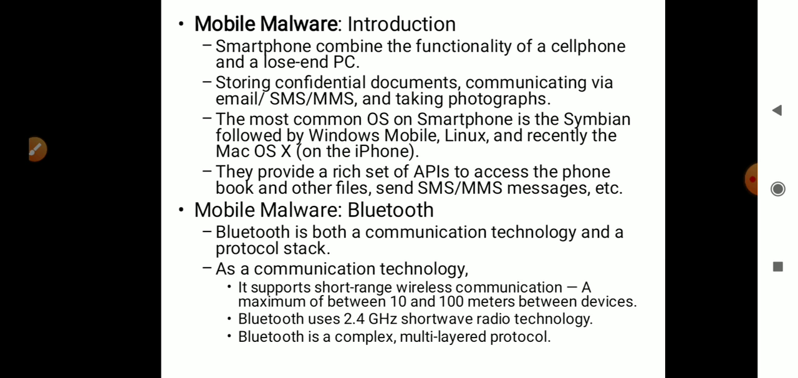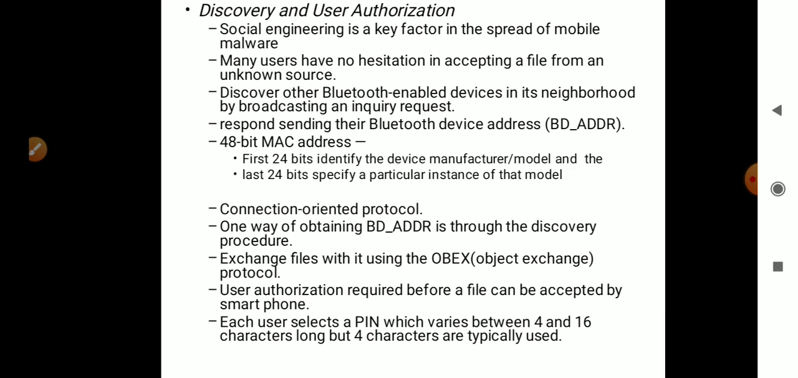Now, how does a mobile get infected, or how does malware enter the mobile? It is through a technology called Bluetooth, which every mobile has. Bluetooth is a communication technology and also a protocol stack, which supports short-range wireless communication of about 10 to 100 meters between devices, using 2.4 gigahertz shortwave radio technology. Bluetooth also uses a connection-oriented protocol.